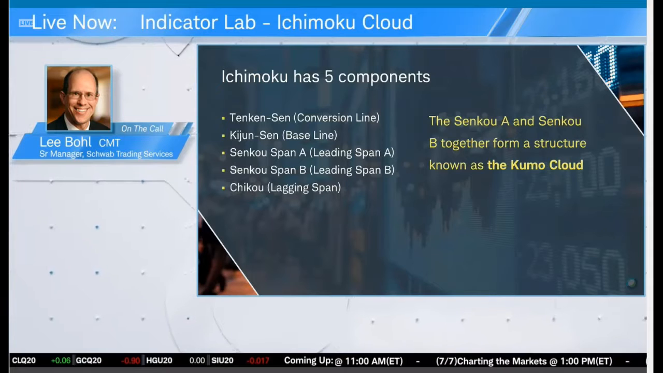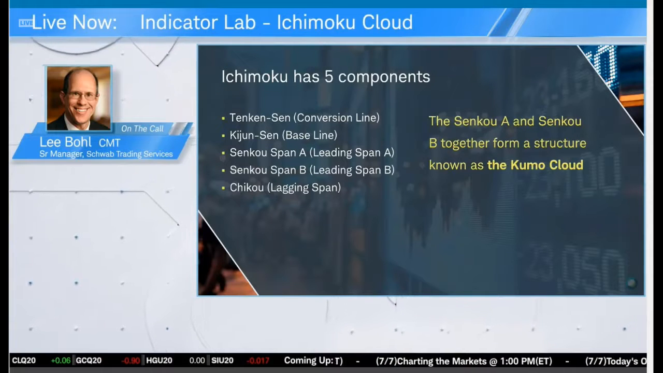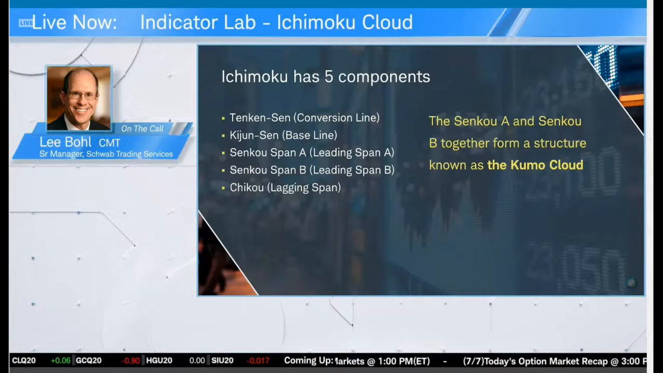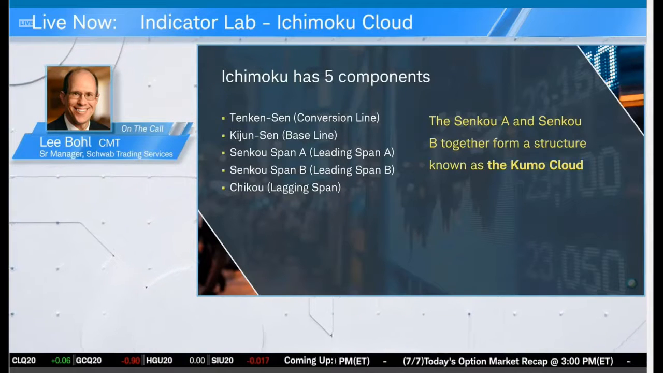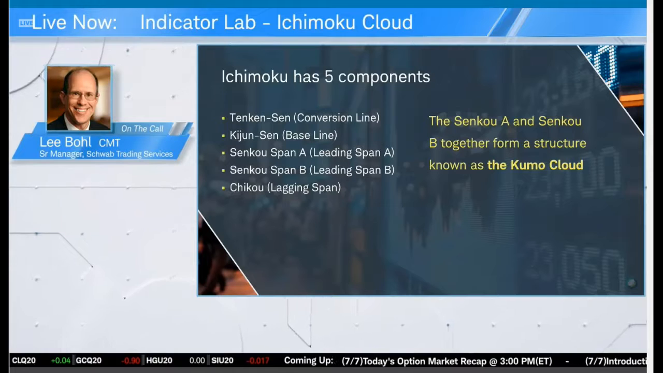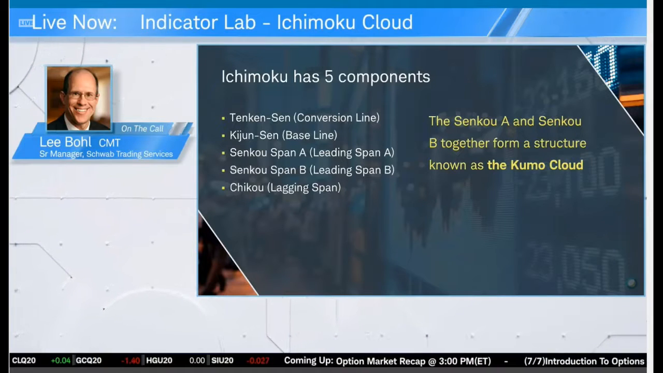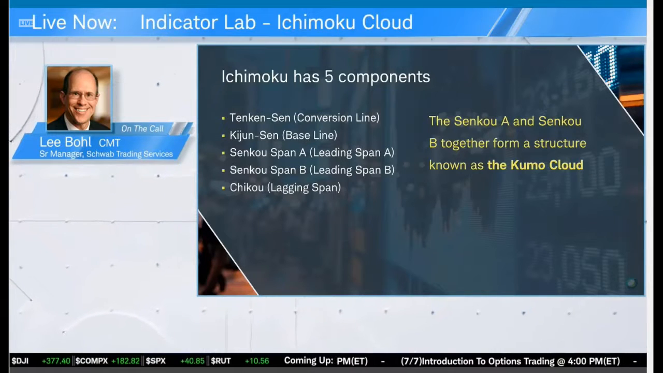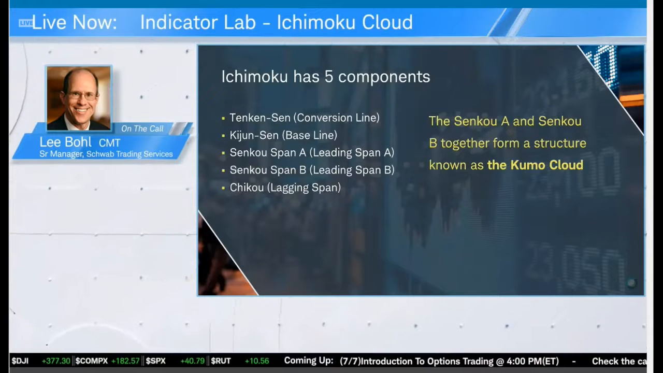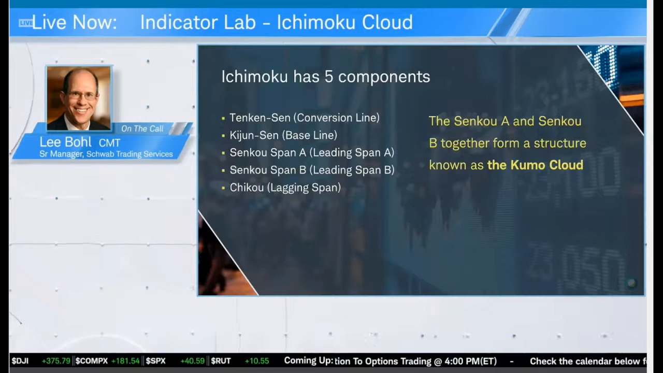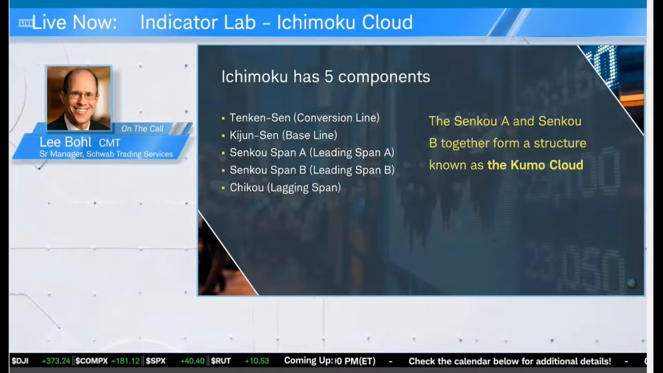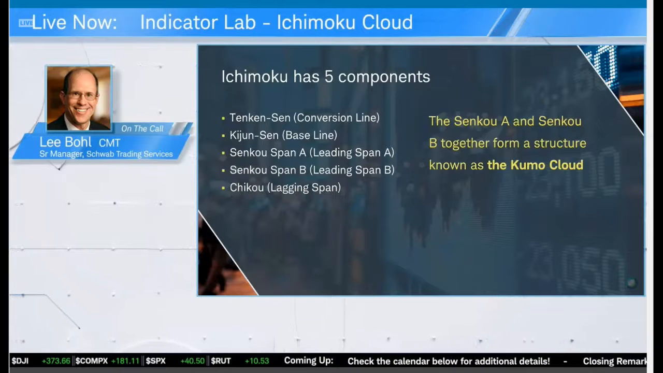So the 5 components are Tenkan-sen, which is translated to the conversion line. Then we have Kijun-sen, which translates to baseline. Senkou span A translates to leading span A. Senkou span B translates to leading span B. And Chikou is a lagging span.